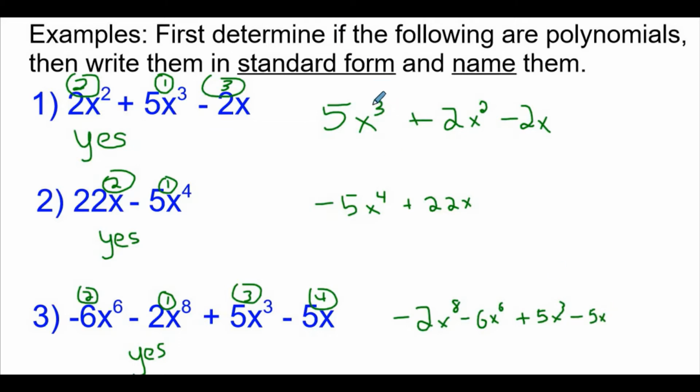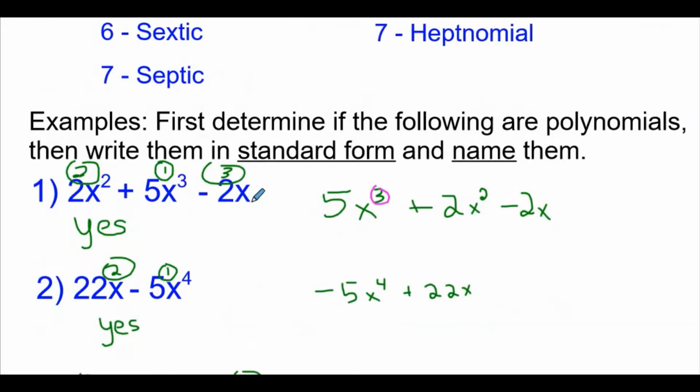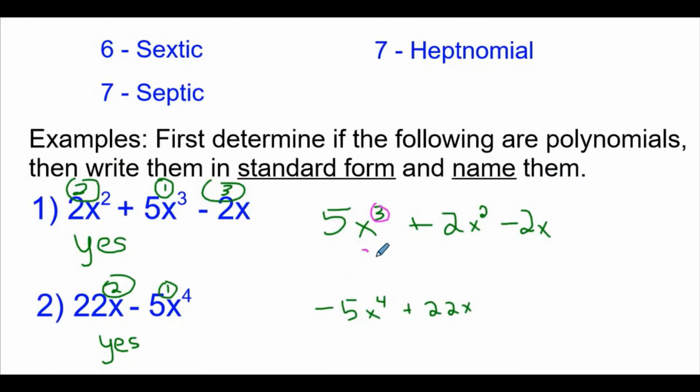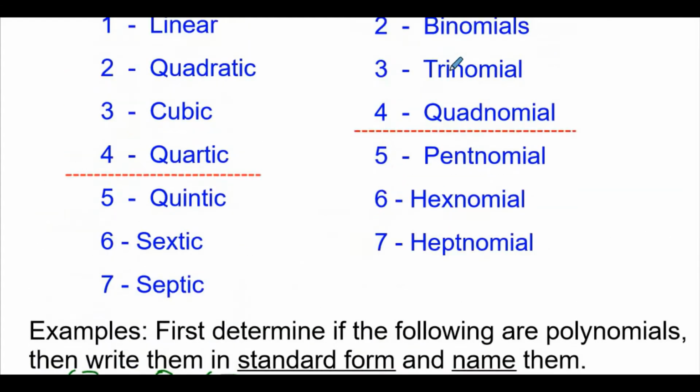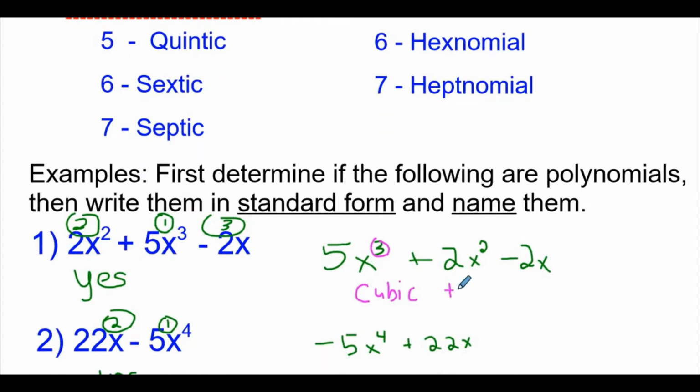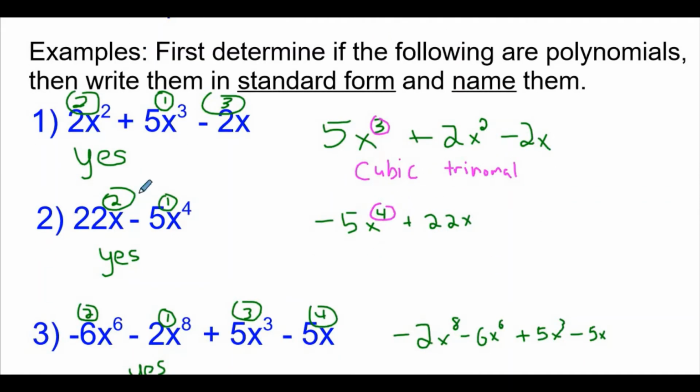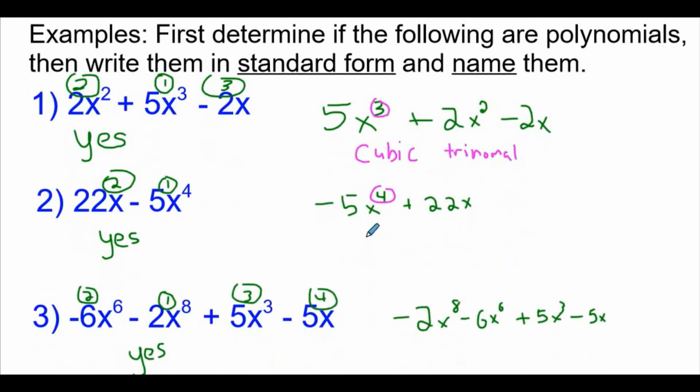So to name them, we look here, and we go back up to the chart. 3 is a cubic, so that's a cubic. And there are 3 terms, 1, 2, 3, we established that here, so 3 terms is a trinomial. So this is a cubic trinomial. Okay, so here we have a 4. If you look at the chart, 4 is quartic. So this would be a quartic. And there are 2 terms, as we established here. You can see it here, that's a binomial.